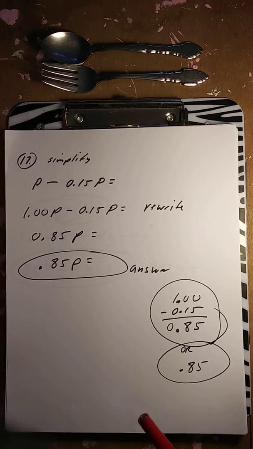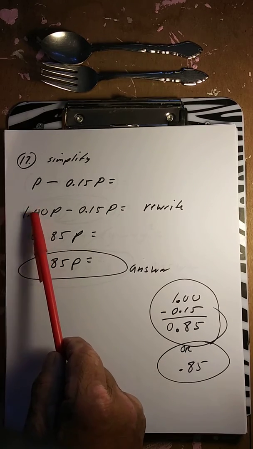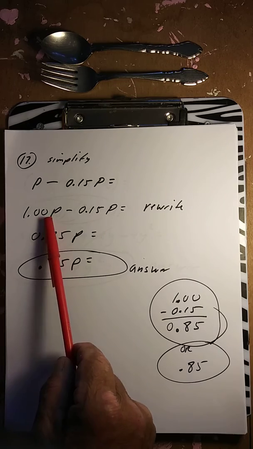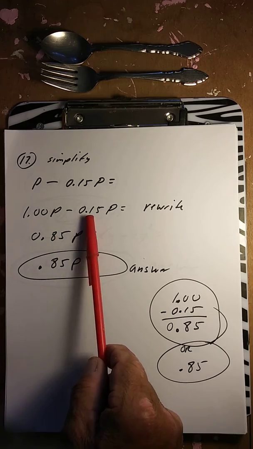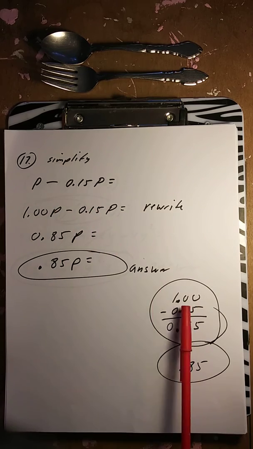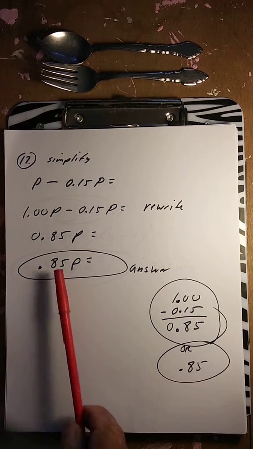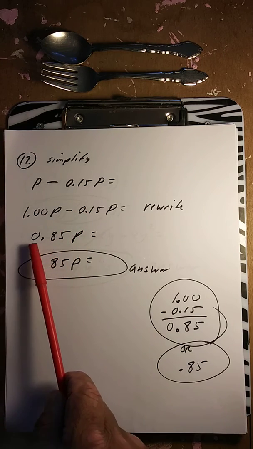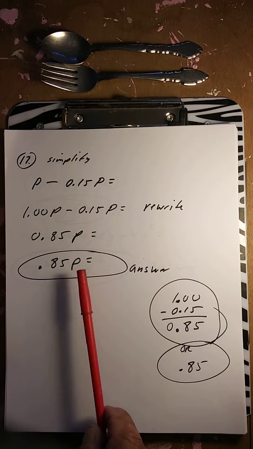Simplify this. p minus 0.15p. So let's rewrite it first. This is like 1.00p. Like think like $1 minus 0.15 cents or something. Subtract these two numbers. 1.00 minus 0.15 is going to be 0.85. So this minus this is going to be 0.85p.